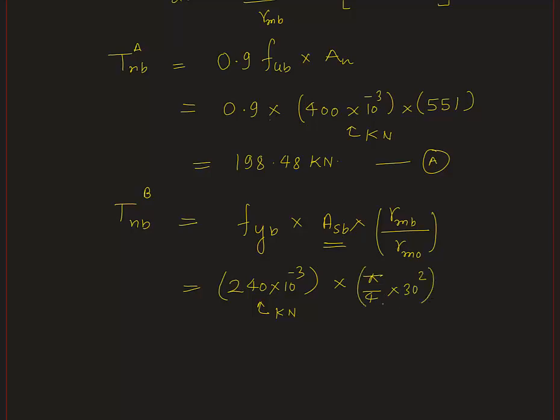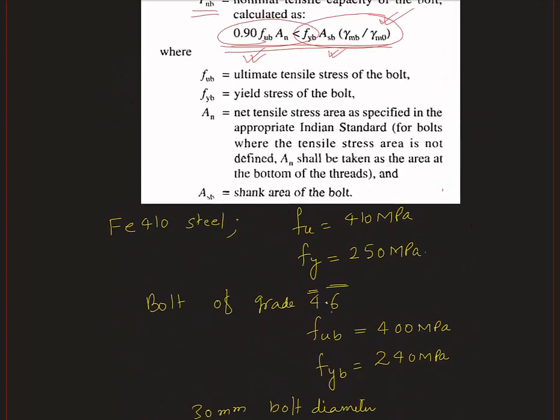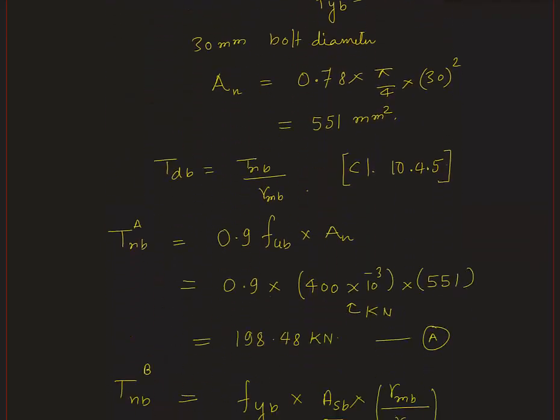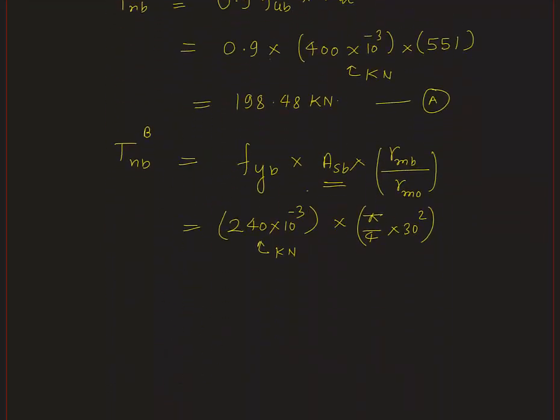In this case I don't have to multiply by 78% because this is the gross area. If you see the code, that A_sb is the shank area of the bolt. So we don't have to consider the thread in this case, and that's why we are not multiplying by 78%. That is for net area. And gamma_mb is the partial factor of safety, 1.25, and the partial factor of safety for material is 1.1.